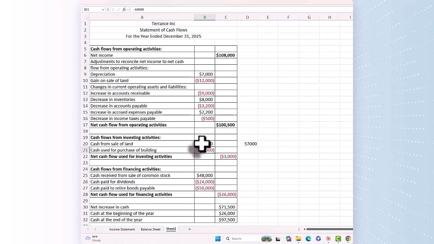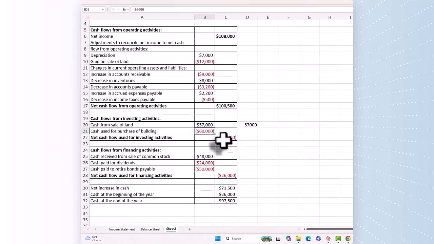You see cash coming in from the sale of a land, and you see cash going out for the purchase of a building or an addition on a building. Those two things get netted out. So we had $3,000 more cash use than we did cash source.